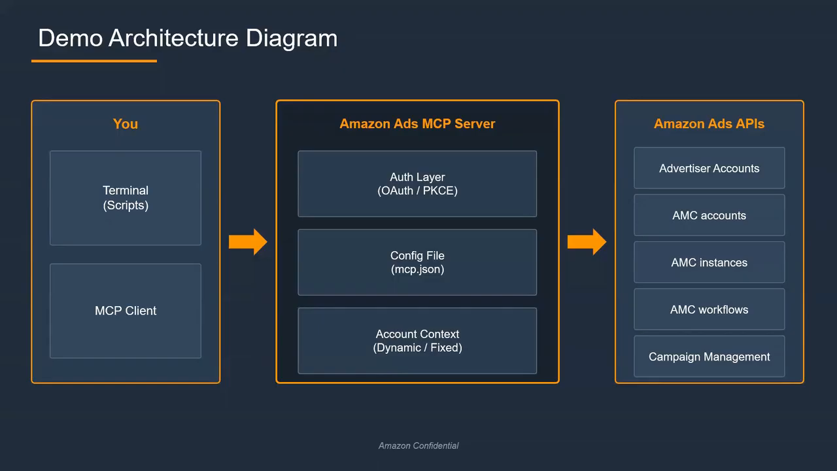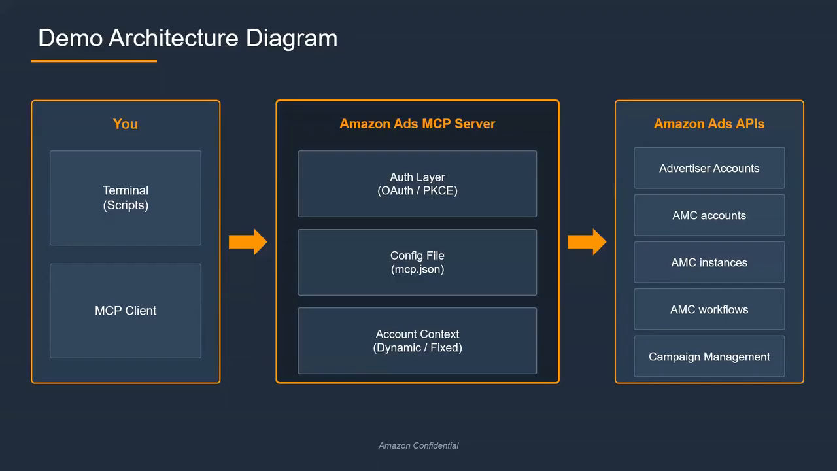This handles 3 things: the authentication, whether you are using the standard OAuth 2.0 flow or via PKCE, which stands for Proof Key for Code Exchange. This is a security extension for the OAuth 2.0 authorization code flow. Then we have your configuration file that defines how you connect. And then you have inside that file your account context mode, whether that's dynamic or fixed.